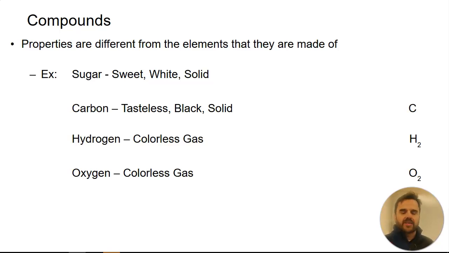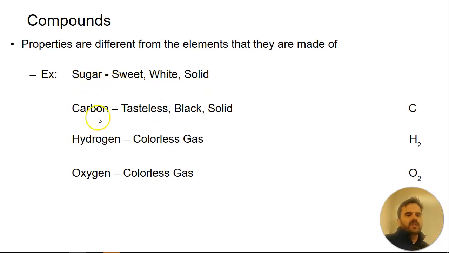And obviously a great example, which I've used in class, is that sodium is highly poisonous. It would explode in somebody's stomach. Chlorine is a poisonous gas. When you put them together, it actually becomes a completely harmless substance that we know as table salt. So that's a good example of how the actual compound can be very different.